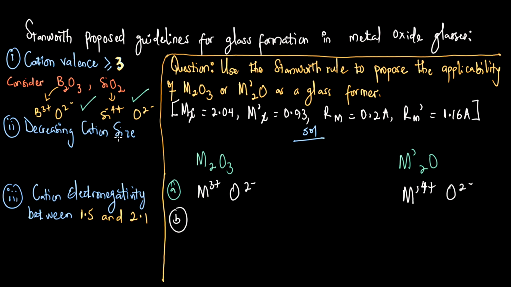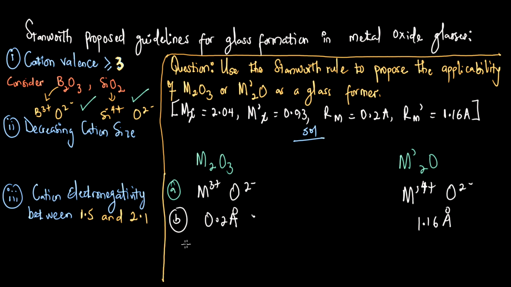A decreasing cation size, right? Looking at this cation size, we're given from the value here that the cation size is in Angstrom. So we have the value here. The cation size for the first one is 0.2 Angstrom. For the other it is 1.16 Angstrom. So let's put this on top. The rule says that decreasing cation size. So the cation size here is lower than this. So this should be more applicable in glass formation than this.